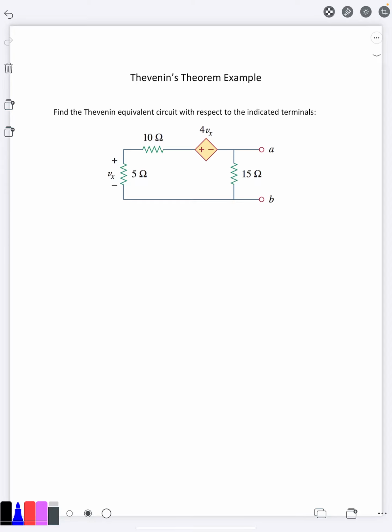In this video, we're going to solve our third example of finding a Thevenin equivalent circuit, and this is under what I consider the hardest of the three cases. This is case 3, where you only have dependent sources.